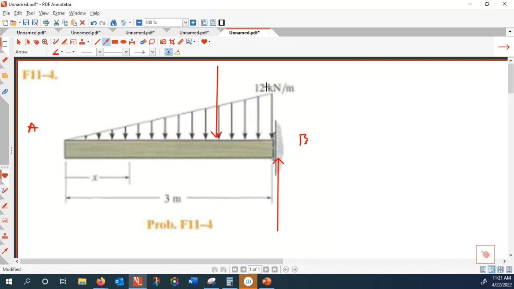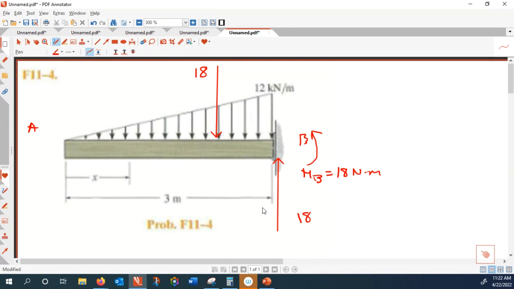And the area is 12 times 3 times 2 divided by 2. That is 3 times 6, 18, right? So it is 18. And that is 1 meter from there. So M of B is equal to 18 Newton meter. Correct?